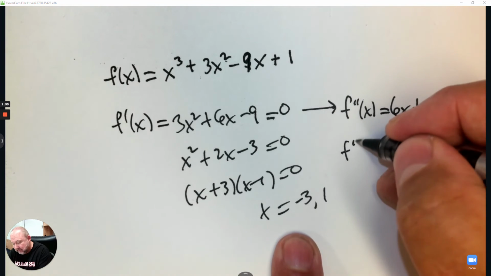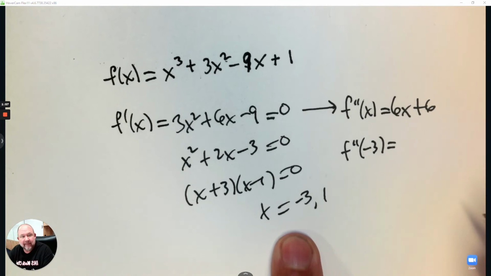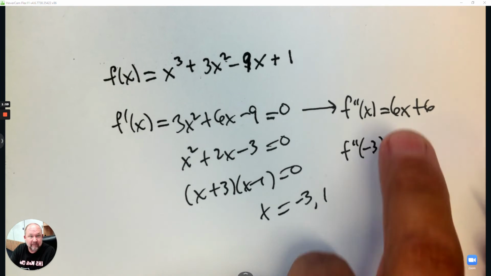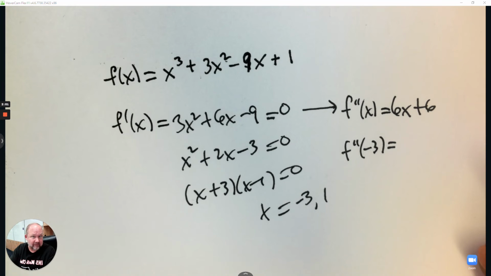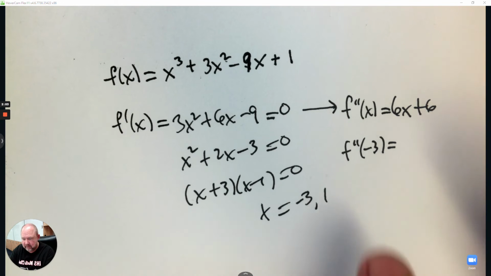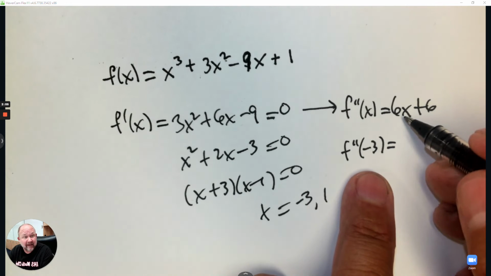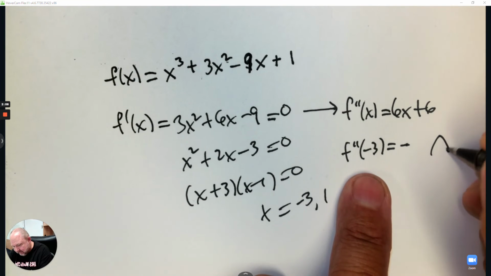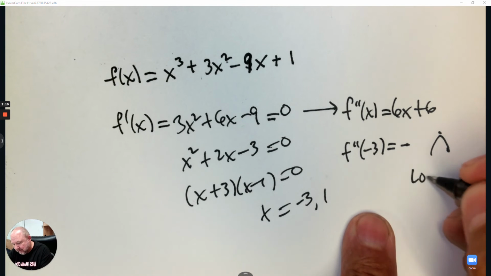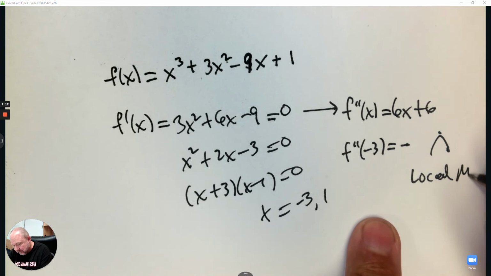And then I'm going to plug the critical numbers into the second derivative. And I'm just caring if the answer is negative or positive. That tells me concave up or down. That tells me if it's a maximum or minimum. So plug in negative 3. It's a negative answer, concave down. That means at negative 3 is a local maximum.